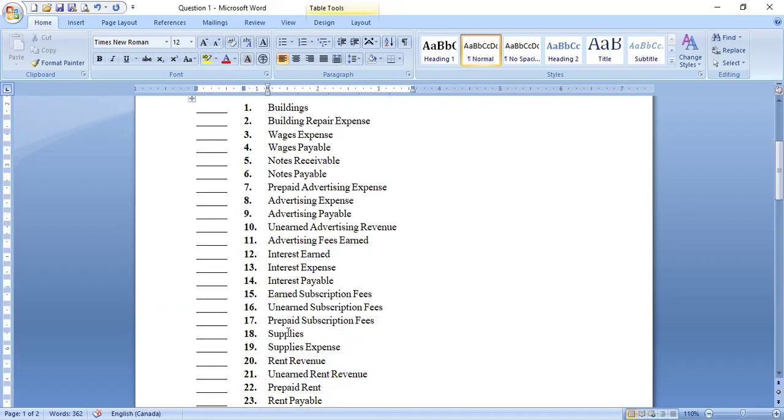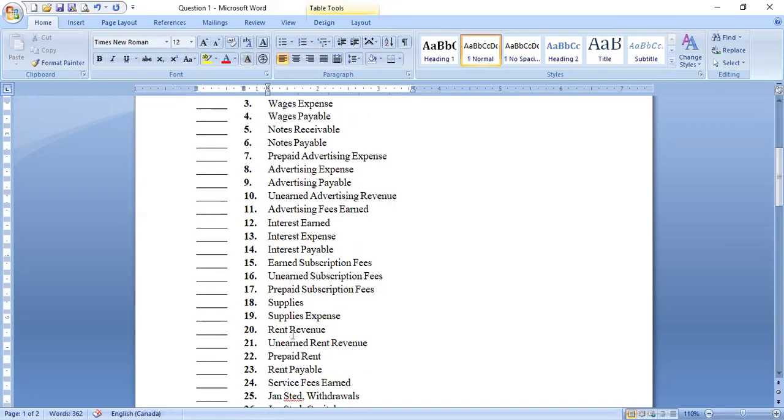Supplies. How about supplies expense? Rent revenue. How about unearned rent revenue? That will be a liability. Why? Because we haven't earned it yet. Right? So again, every time when it's revenue, it's going to be revenue, but be careful, is it earned or not earned? If it's unearned, a liability. If it's earned, revenue.